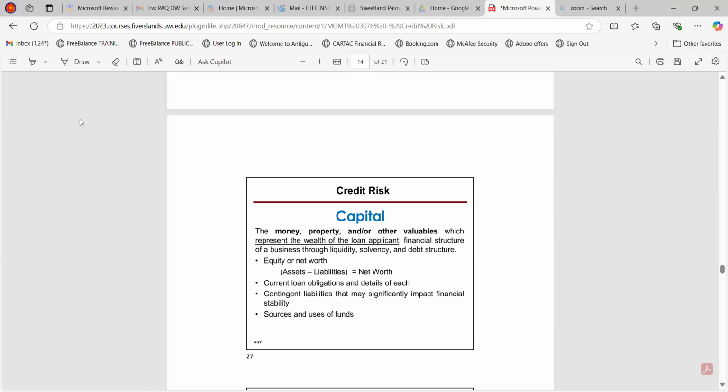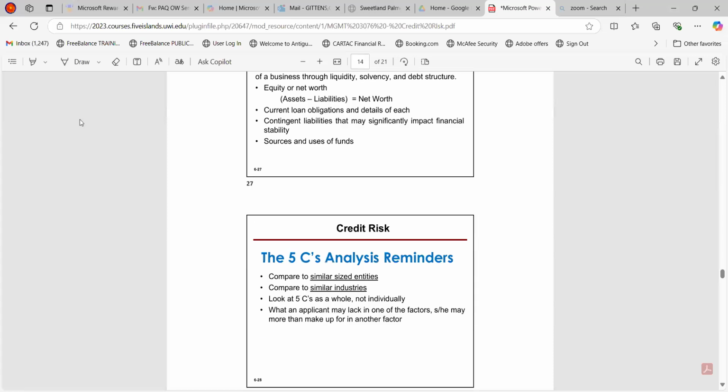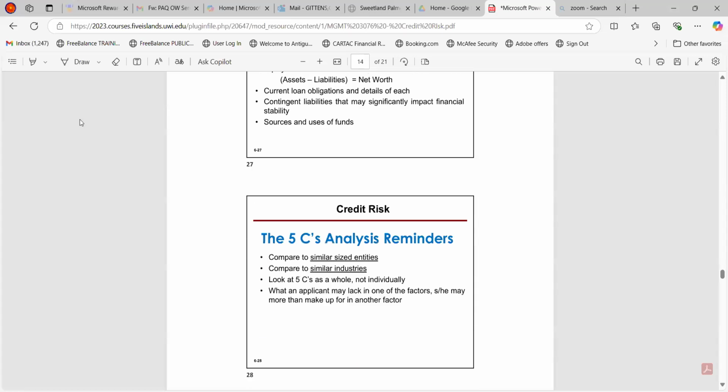This is relevant for companies. Contingent liabilities could be a pending court case that you don't know the outcome of. It could be something that could happen, but you're not 100% sure it will, that would impact the borrower's ability to pay back the loan. All right. How does the borrower get its funds and how does it use its funds? So the source of funds and the use of funds.